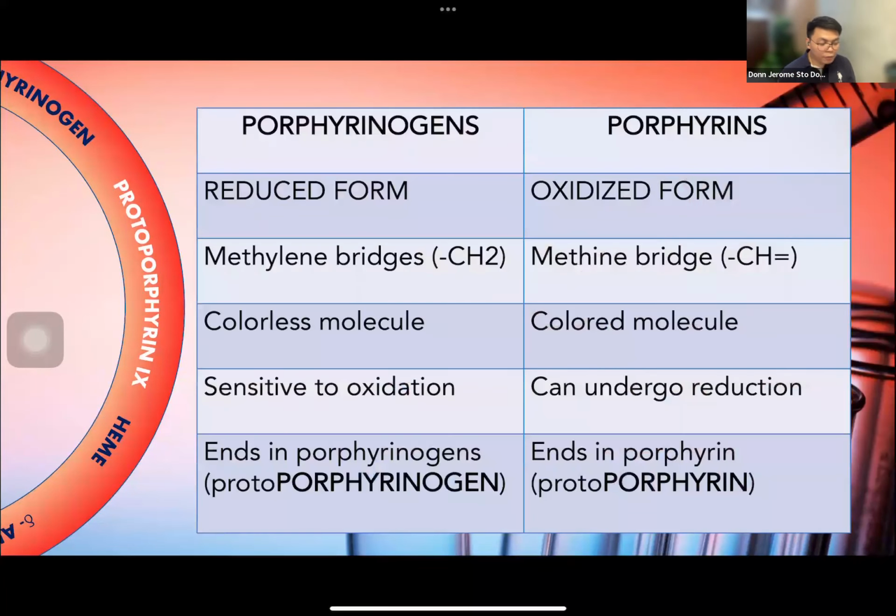Okay? So let's try to differentiate porphyrinogens with porphyrins. Porphyrinogens are the reduced form, while porphyrins are the oxidized form. Porphyrinogen contains methylene bridges, while porphyrin contains methine bridges, double bonds. Porphyrinogens are colorless, while your porphyrins are colored. Since they are reduced, your porphyrinogens are sensitive to oxidation, so there can be auto-oxidation or spontaneous oxidation of porphyrinogens to porphyrins, while porphyrins are capable of reduction, and syempre, given naman yung last sentence.